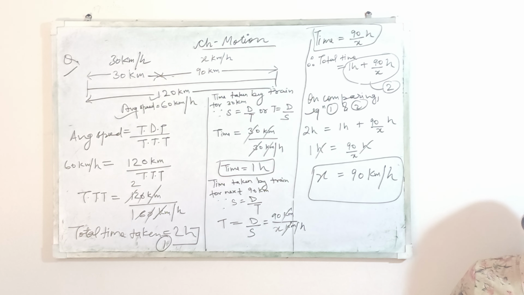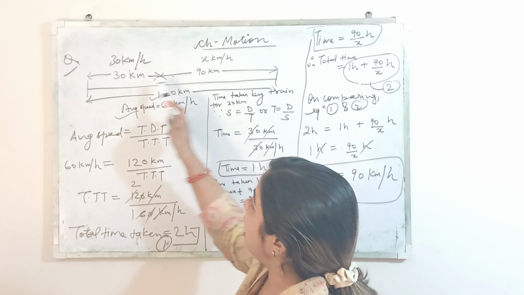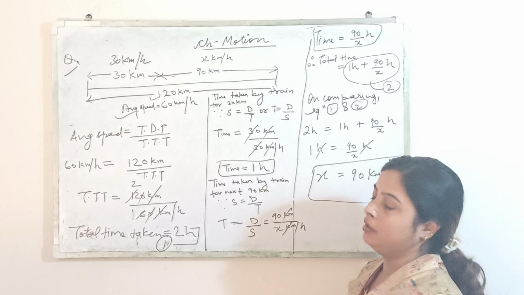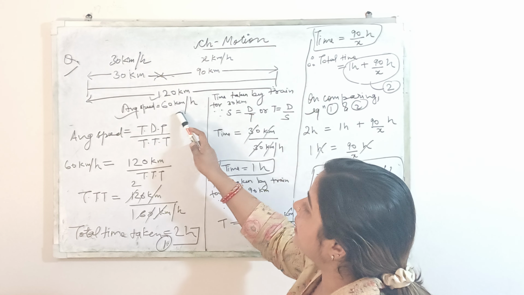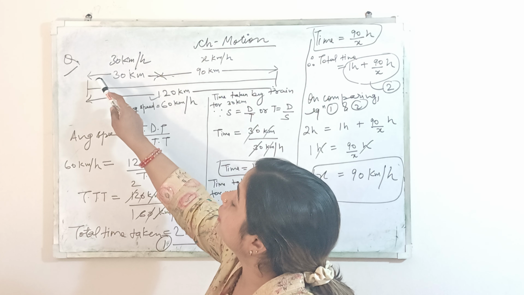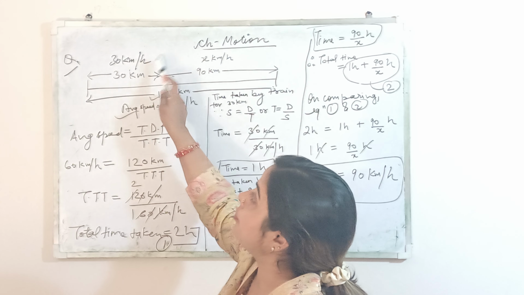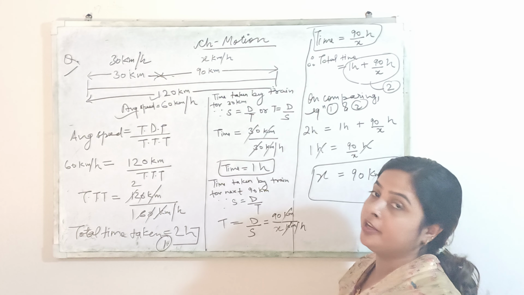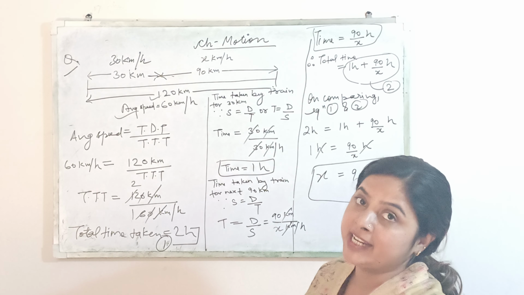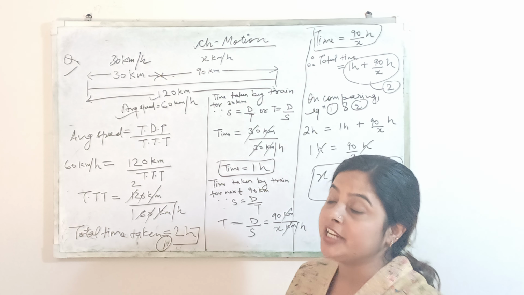So again, let me explain this question. There is a track of 120 kilometer and the train travels the track of 120 kilometer with the average speed of 60 kilometer per hour. During that time, the first 30 kilometer of the track was covered with the speed of 30 kilometer per hour, and for the next 90 kilometer the speed was not given. So we have assumed the speed for the next 90 kilometer is x kilometer per hour. Clear?